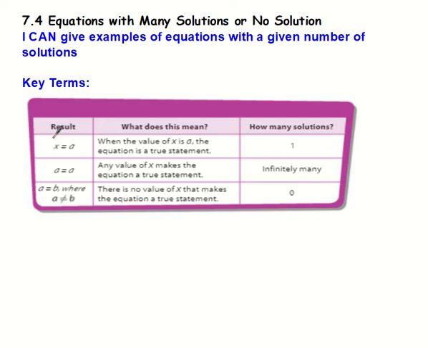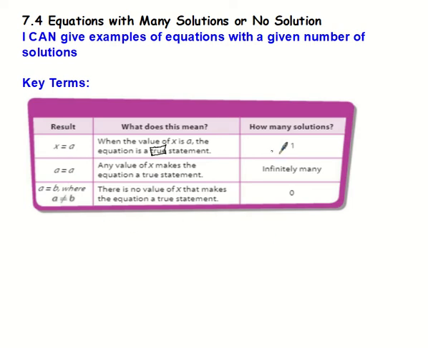So for 7.1 through 7.3, most of our answers were x equals a number, right? And so those are what we call one solution, because only one number works for the equation. So when we get x equals 10, that's the only number that keeps the statement true or equal, right?